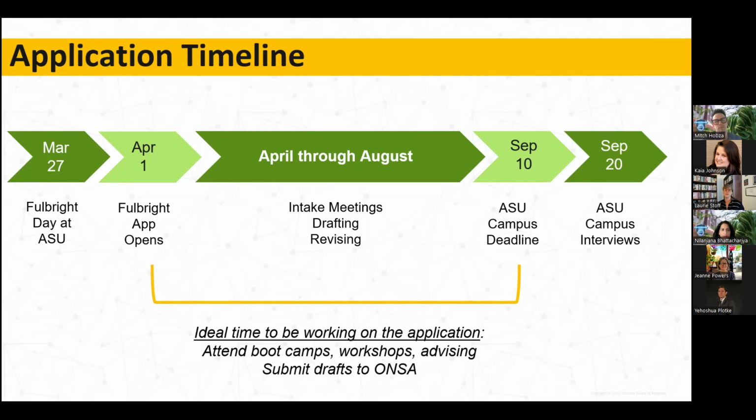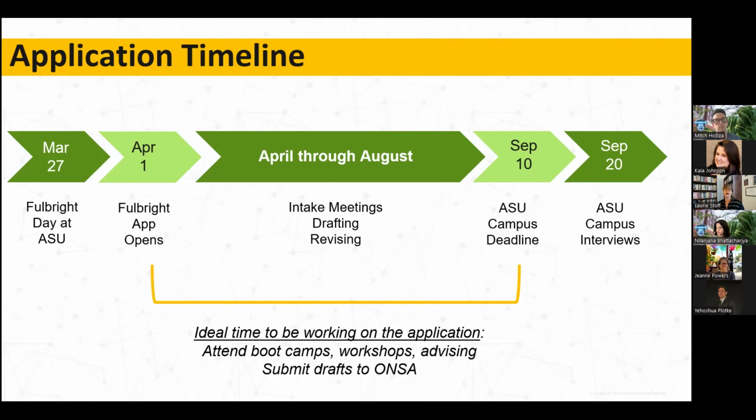You'll just be putting those finishing touches on the proposal. We do have that internal deadline of September 10th for a very important reason. And that is because we have a process by which you will undergo an interview made up of faculty and others who are experts either in your region or former Fulbrighters or others who have expertise perhaps in your field, who will give you valuable feedback on your application.